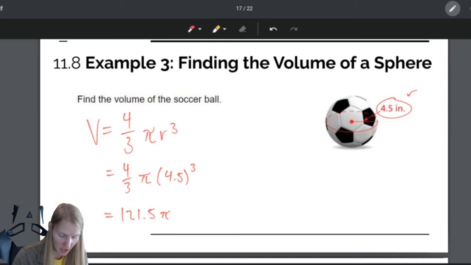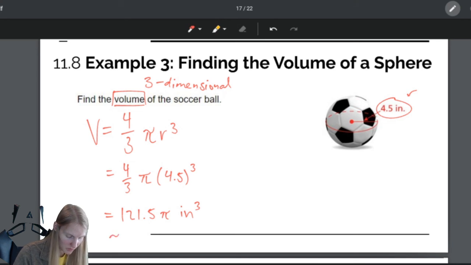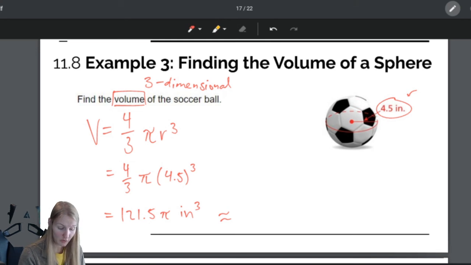Alright, so we have this. Units, though. We need our units. Inches cubed, because we're finding volume, and that is 3-dimensional. Alright, and our approximate answer, of course, which I'm going to write over here, is 121.5 times pi, which is approximately 381.7 inches cubed.